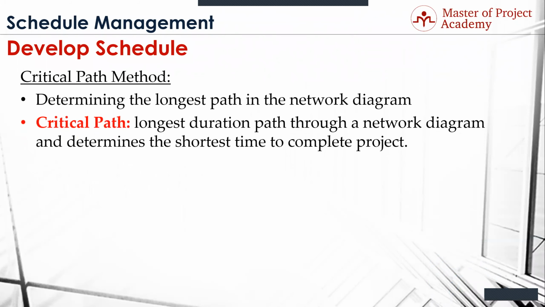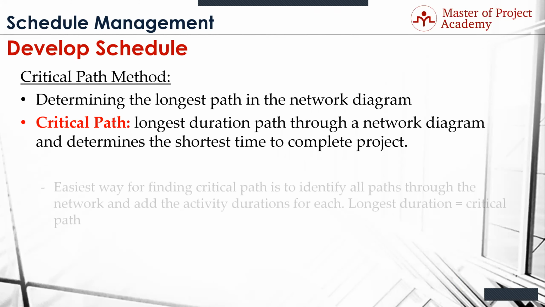So it is the longest path through the network, and it also determines the shortest amount of time to complete the project. Which, if you read that, it's kind of confusing, but it basically says, like, if you add up the longest path and it's 20 days, what's the shortest amount of time you can complete the project? 20 days. If the longest duration adds up to 20, then you can't do it in less than 20. So that's where that definition comes into play.